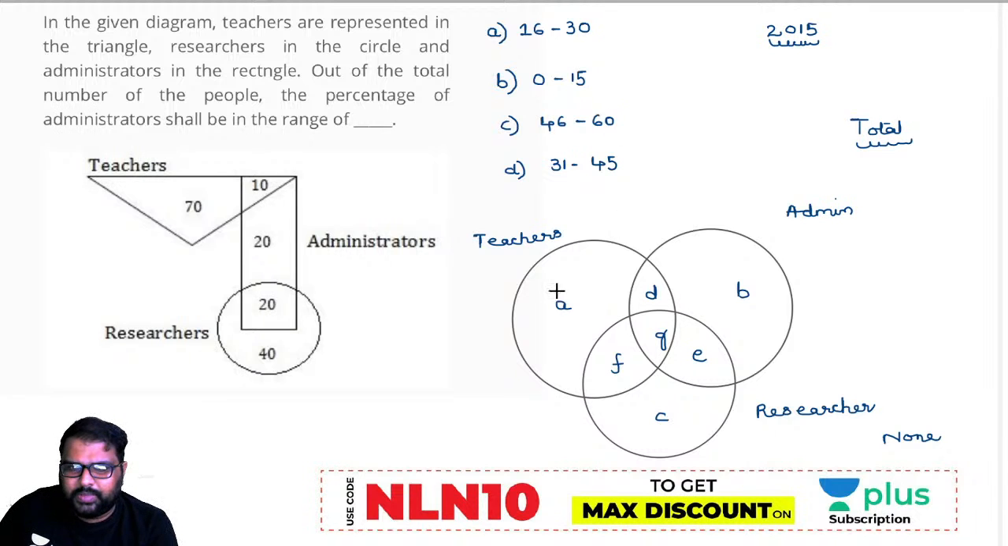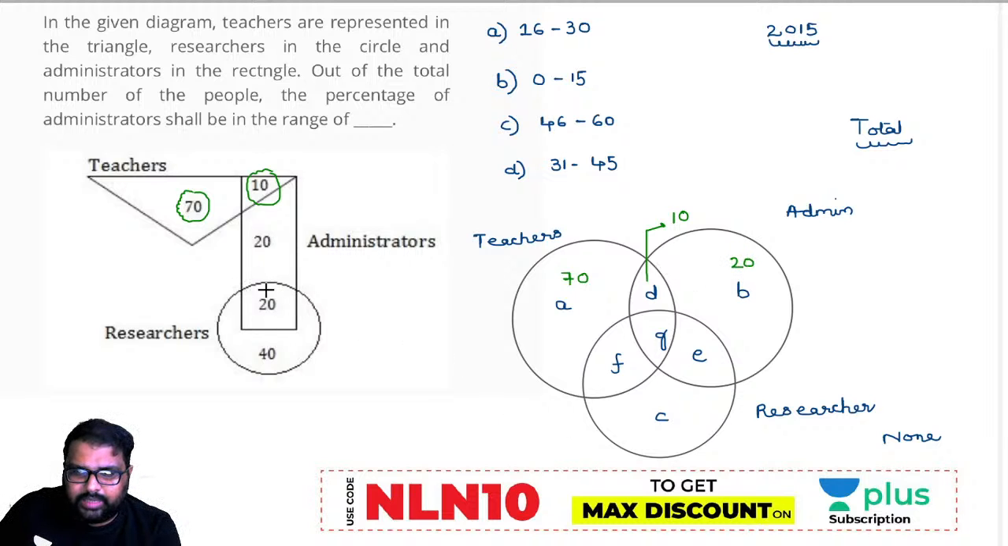Now, look here. What is this 70 representing? Now look, what is this 70 representing? It is only teachers. So that means A value will be equal to 70. Okay, done. Yes, DD. Now this 10 will represent what? Only teachers and administrators. So your D value is 10. Am I right or wrong? Now what is this 20? Only administrators. I'll write down 20 here.